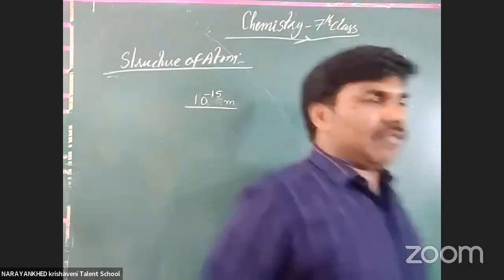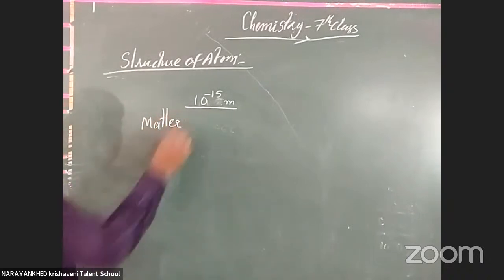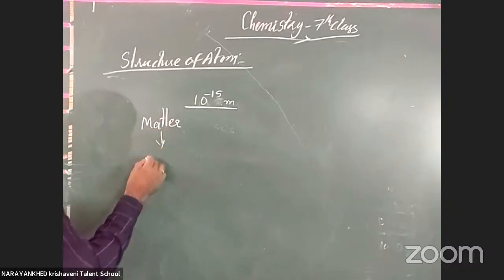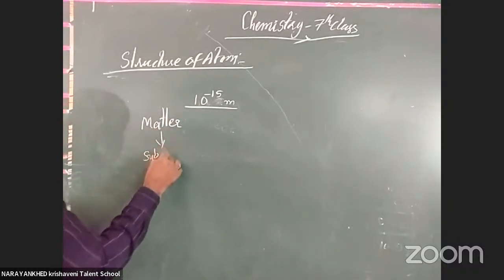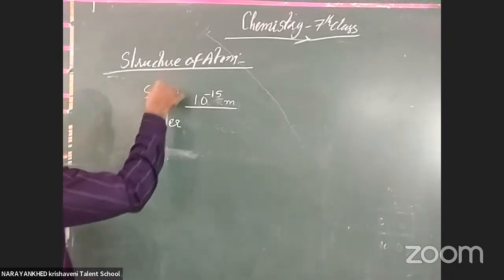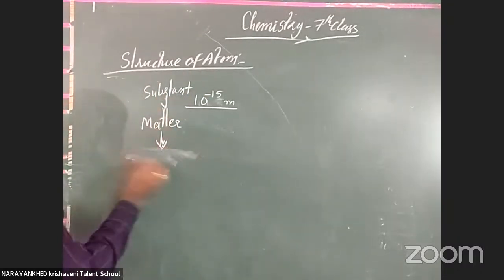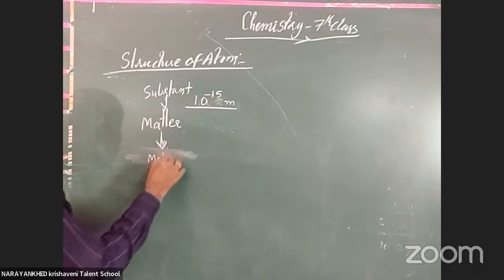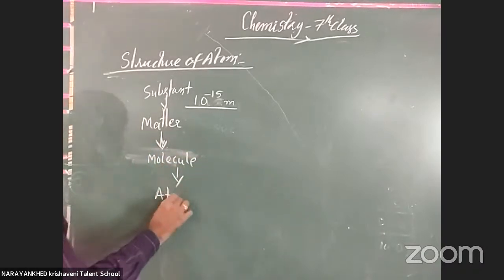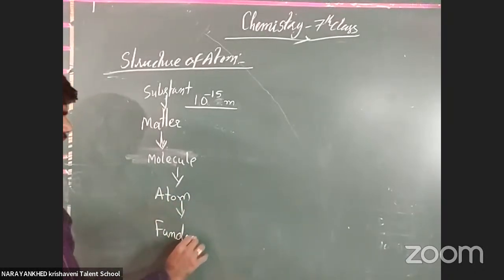First, there is matter. Matter is nothing but solids, liquids, and gases. Matter is the form of the substances. Sorry, first the substance. And the substance is made by different matters. Different matters are made by different molecules. The molecules are made by atoms. Atoms are made by fundamental particles. Okay, clear or not?